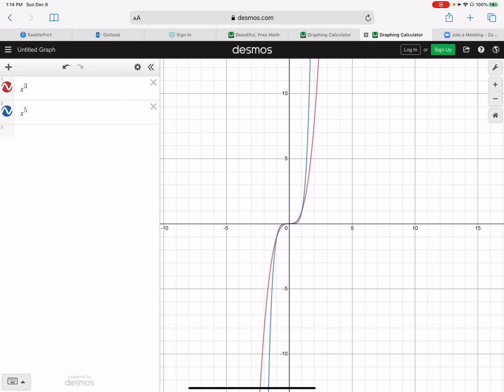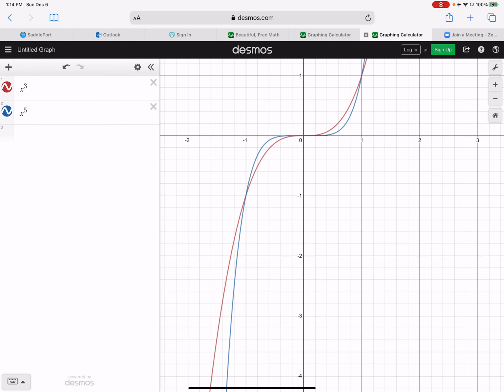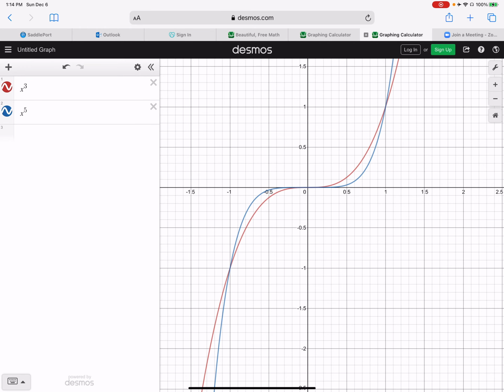Same thing as you go to the left. It goes down to negative infinity more quickly, but not in between 0 and 1. Because when you take a fraction such as 1/2 to the fifth, you get 1 over 32. And that's going to be below if you take 1/2 to the third, which is 1/8. And so x to the fifth stays close. It flattens out more towards 0, 0 than x cubed does.